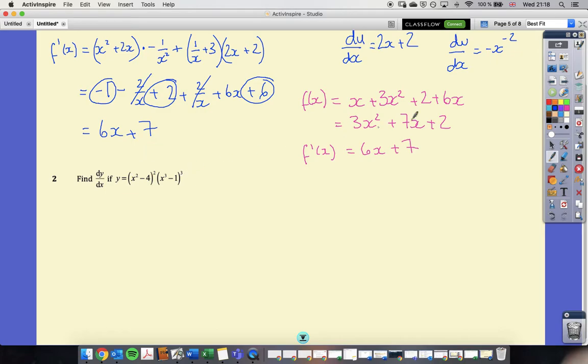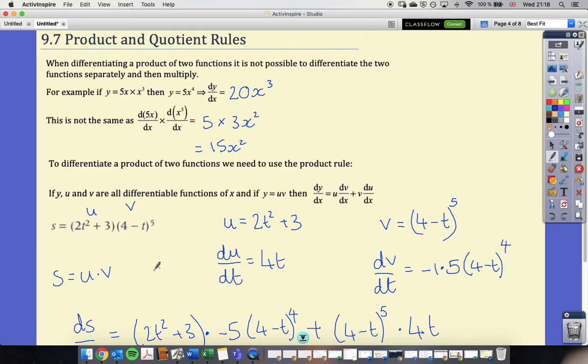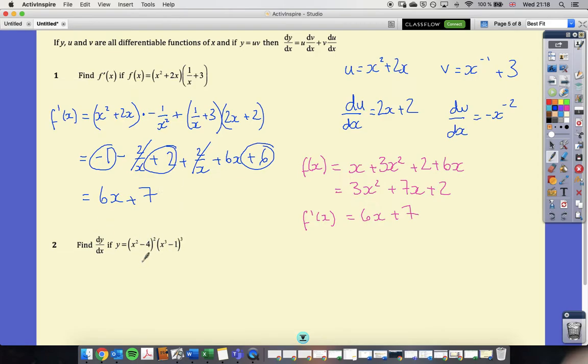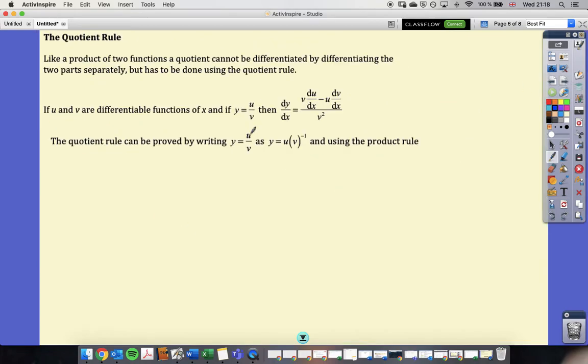So this example is quite similar to the one we did before down here, so I think this might be one that we can skip, and you can use the uploaded solutions to check. So let's move on to the quotient rule.